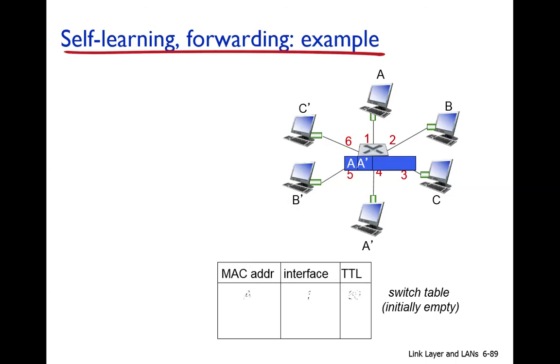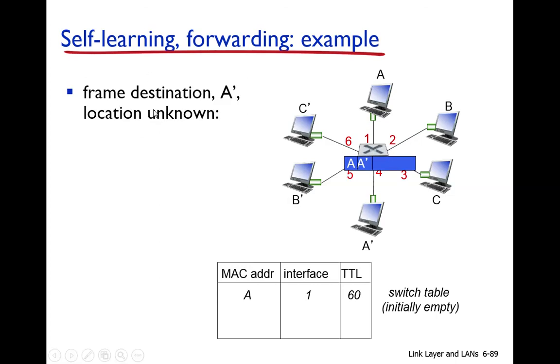And the packet is received. The destination is A dash, so the location is unknown. Why? Because for A dash, there is no entry in the switching table. So it should be flooded and sent to all nodes. When C dash receives the packet, it will discard it because the destination is A dash. B dash will discard because the destination is A dash. A dash will accept because the destination is A dash and it matches this node. B and C will also discard it.